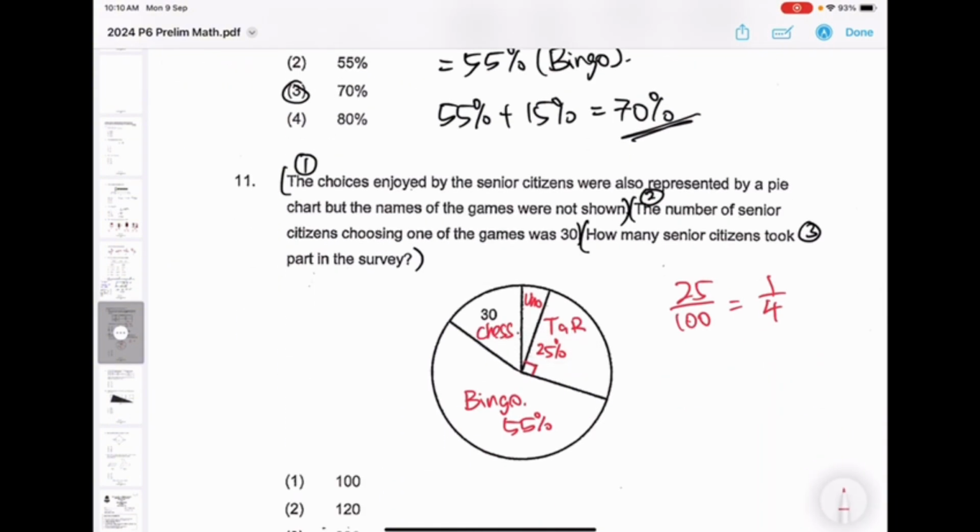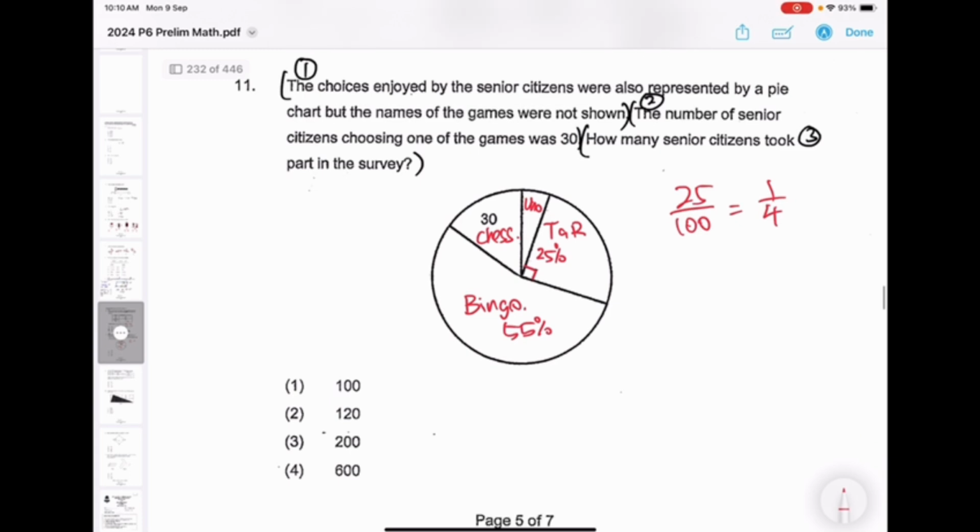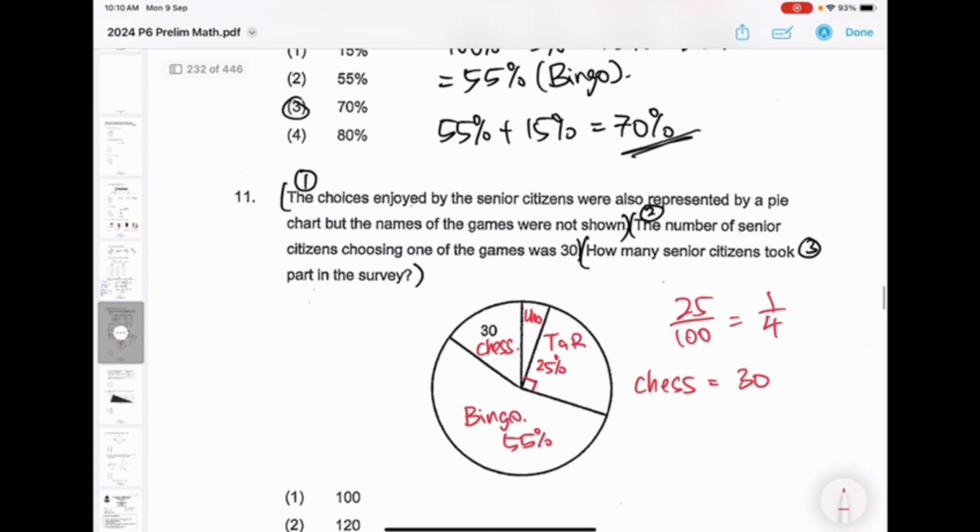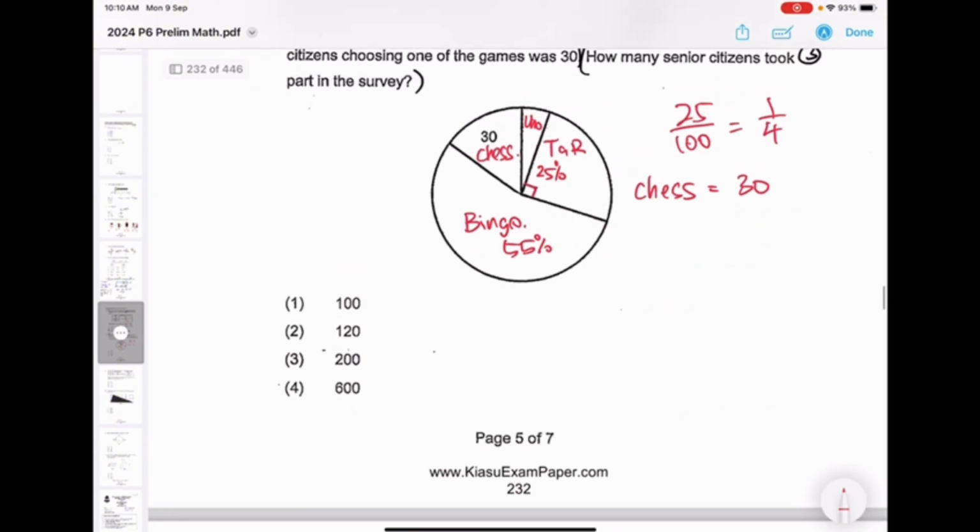Now, looking back at the question, how many senior citizens took part in the survey? Knowing that chess equals 30, and chess is also 15%, what I want to do is find out what my 1% is. So how can I do that? I'm going to take 30 divided by 15. And I will see that 1% is actually 2 senior citizens.